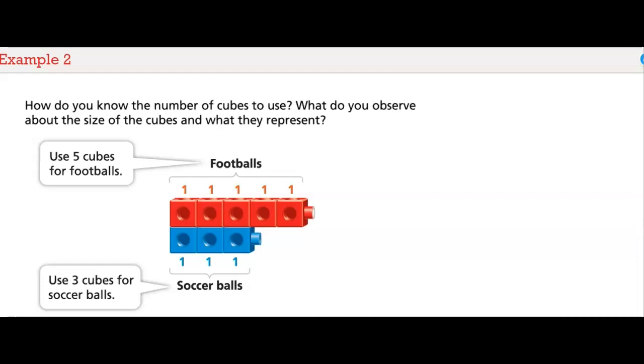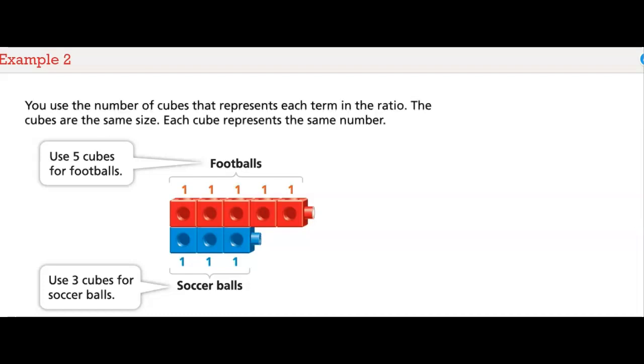How do you know the number of cubes to use? What do you observe about the size of the cubes and what they represent? You use the number of cubes that represents each term in the ratio. The cubes are the same size. Each cube represents the same number.